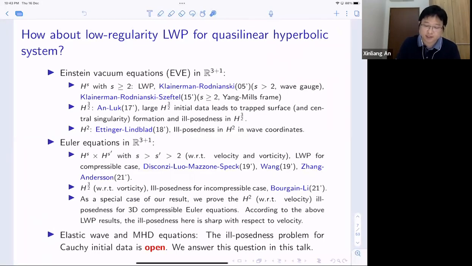By Klainerman-Rodnianski and later by Klainerman-Rodnianski and Szeftel, they show that if in the Sobolev norm, S is larger than 2 in wave gauge, and also S is larger than or equal to 2 in Yang-Mills frame, they have the local well-posedness for the Einstein vacuum equation in R3 plus 1.